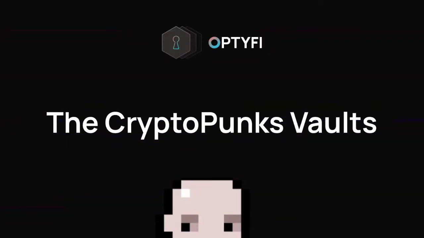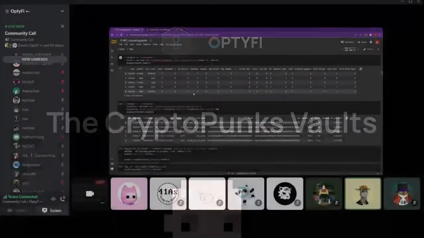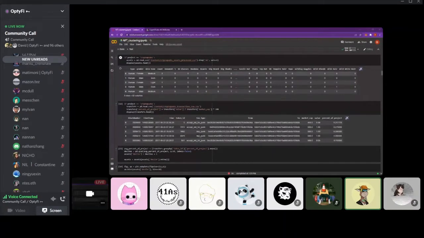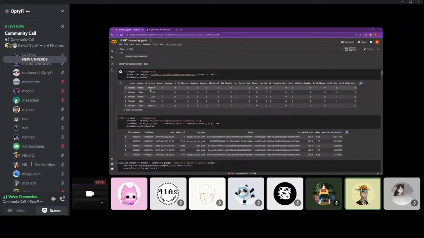All right, so I wanted to give a behind-the-scenes look at the kind of data analysis we're doing for the upcoming Punk Vault. So this is the data we have here. It starts out with the assets. So this is each of the Punk tokens and their attributes that describe them. These are binary for each of these attributes, and then type, gender, and skin tone are categorical.